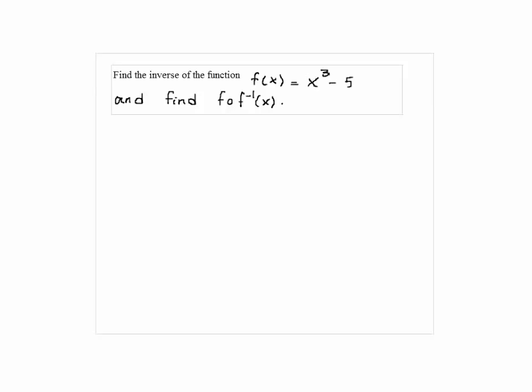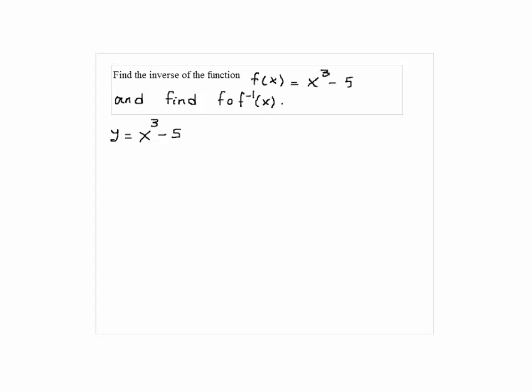The task is to find the inverse of the function f of x is equal to x to the power of 3 minus 5. Let's start with that one first. So this means we have y is equal to x to the power of 3 minus 5.